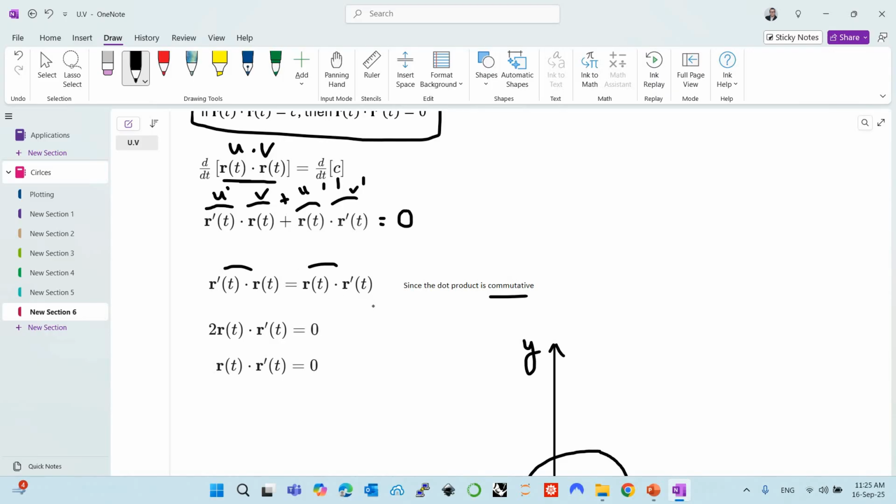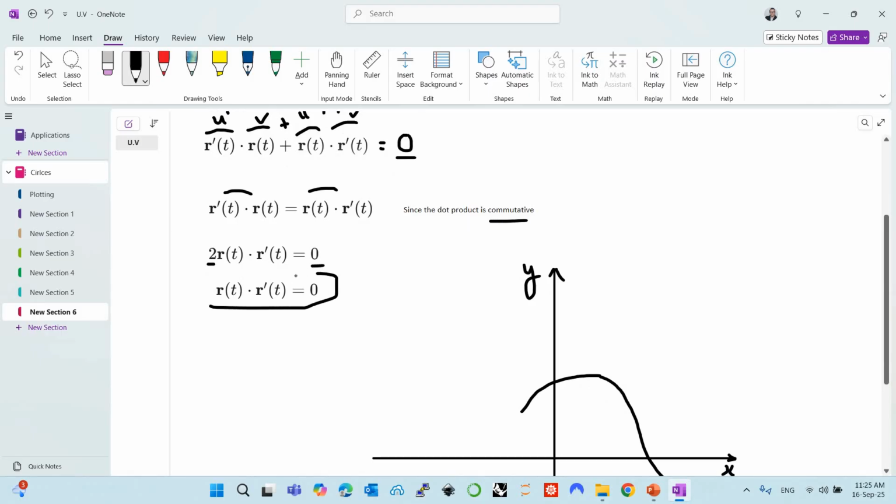While for the cross product, the order is important. So since the order is not important, we can add these two together, and you are going to get 2 times r dot r prime, which is equal to 0. It is equal to 0 because the derivative of a constant is equal to 0. Now, divide by 2 to get r dot r prime is equal to 0.